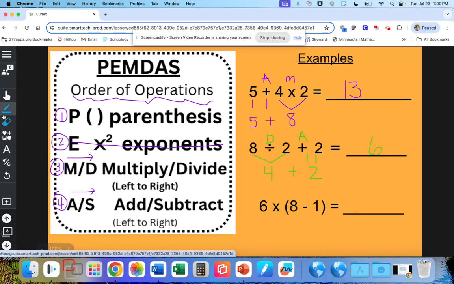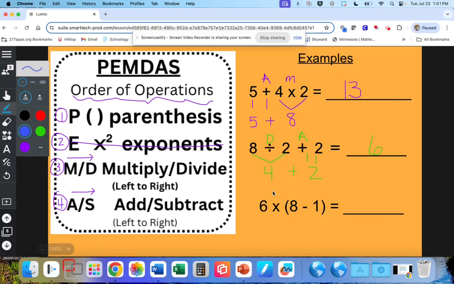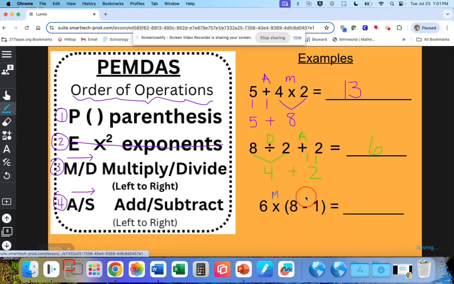All right, our last problem, we'll change colors again so that you can see it different. We have a multiplication symbol. We have a subtraction symbol, but inside the subtraction symbol here is our parentheses. So we are going to do the subtraction first because it's inside parentheses, and we do all parentheses first. 8 minus 1 is 7. And then we pull the 6 and we pull the times down. And then we can solve the problem of 6 times 7, which is 42.